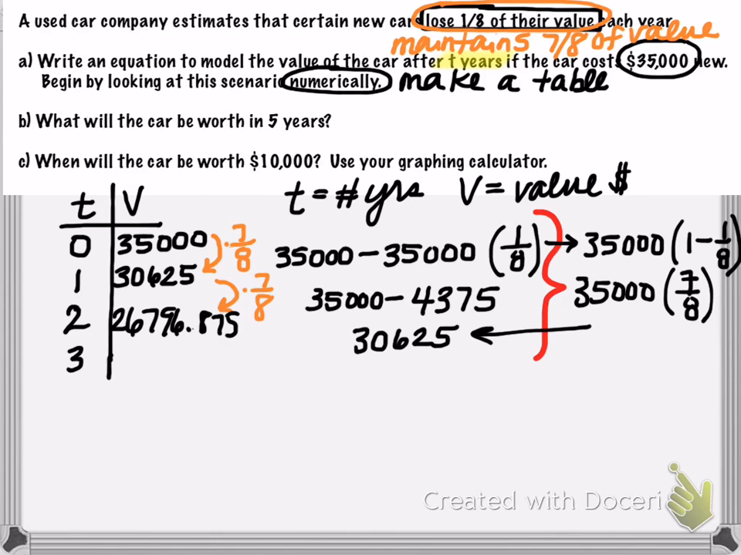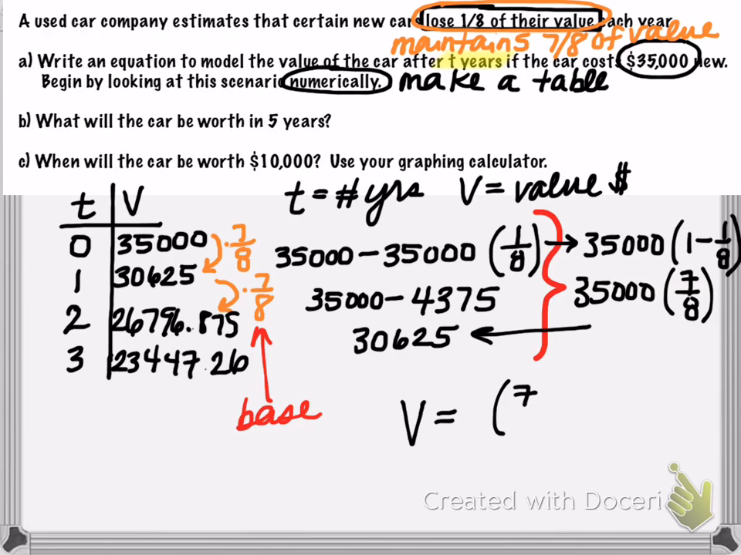But usually at this point, we see that our pattern is we're multiplying by 7/8 each time. That's going to tell us that this is exponential decay, and we should be able to write our model. All right, so remember, whatever your multiplier is here is what we're going to use for the base in our equation. So we would start with a basic equation of the value of the car. The base is 7/8, and then we'd be raising it to the power of x, or in this case, t.